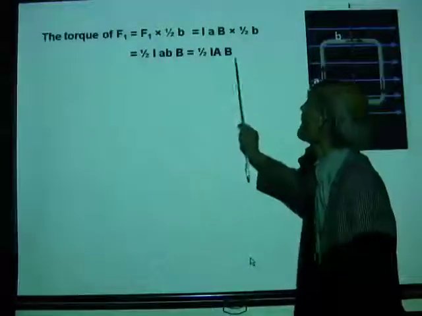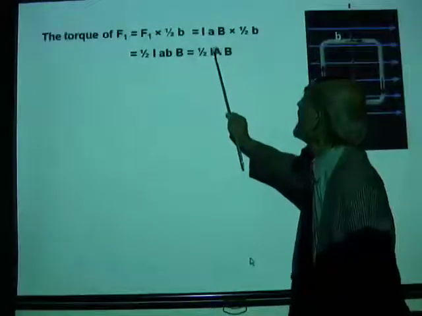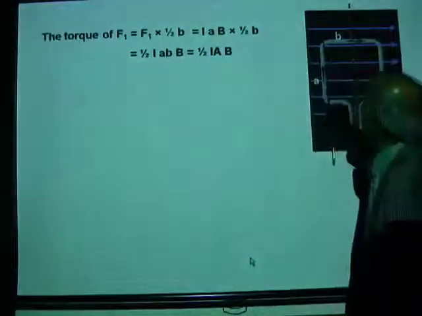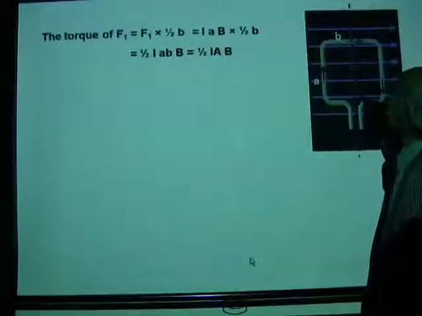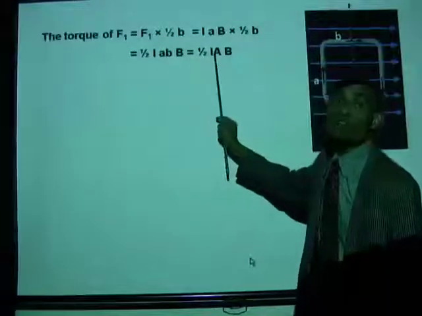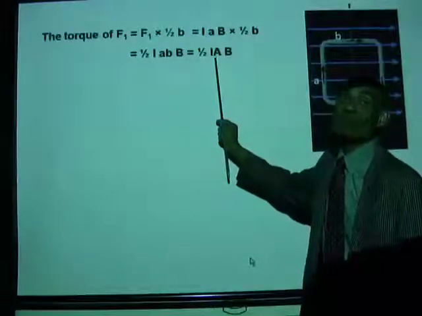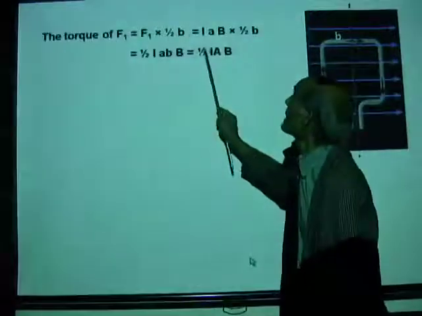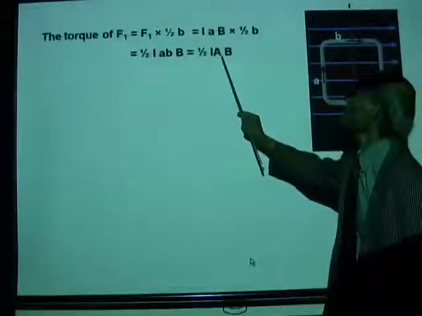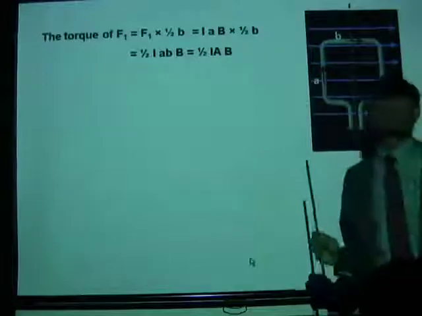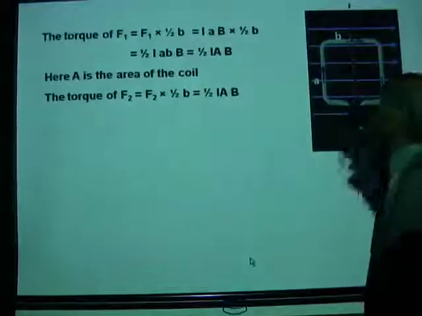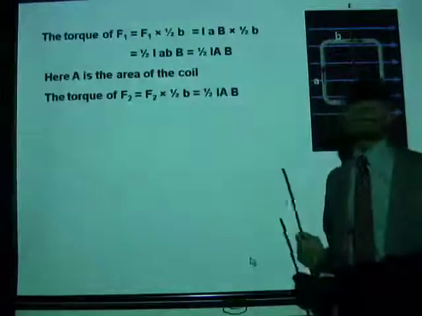And that can be simplified as 1/2 I uppercase A. Now, the lowercase a times lowercase b is length times width, which is the area of this coil. So A times B is replaced by the uppercase A, the area of the coil. So the torque of F1 is 1/2 IAB. I is the current, A is the area of the coil, and B is the magnetic field. Now the torque of the other force, F2, similarly will be 1/2 IAB.